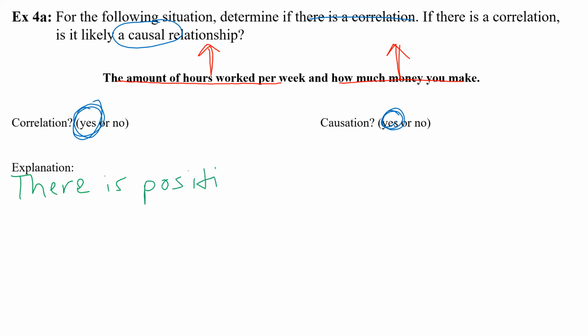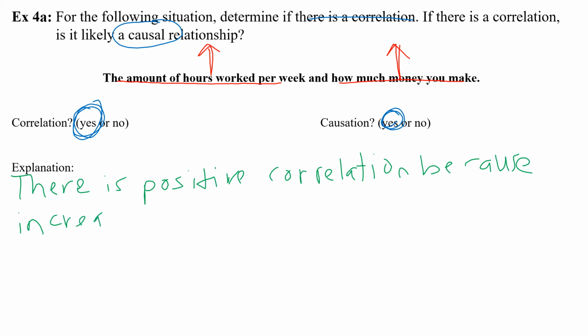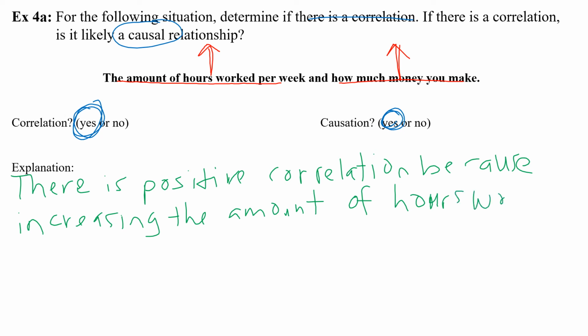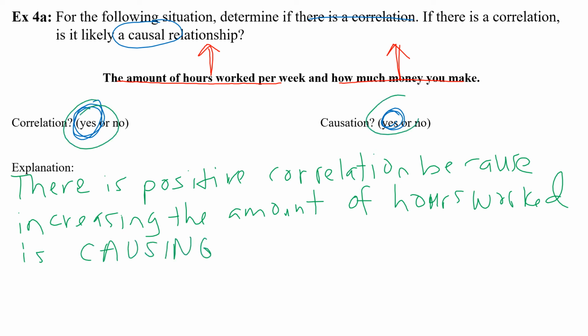There is positive correlation because increasing the amount of hours worked is causing, keyword here causing, right? Because we have to explain whether or not there's correlation and there's causation. Is causing the amount of money you make to increase as well.